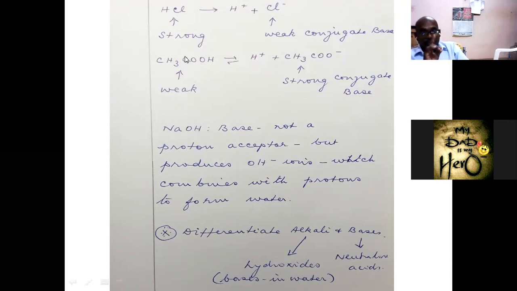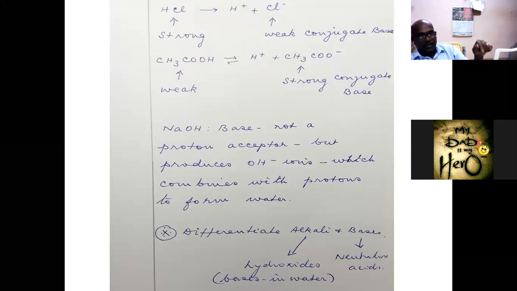Therefore, whether an acid is going to be a strong acid or a weak acid depends upon the nature of the conjugate base. So now look here, NaOH is a base, but it is not a proton acceptor. You look here, CH3COO minus is a proton acceptor. Similarly, Cl minus is a proton acceptor. But NaOH is not a proton acceptor, but it is a base.